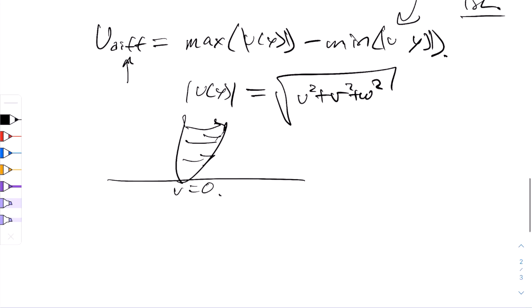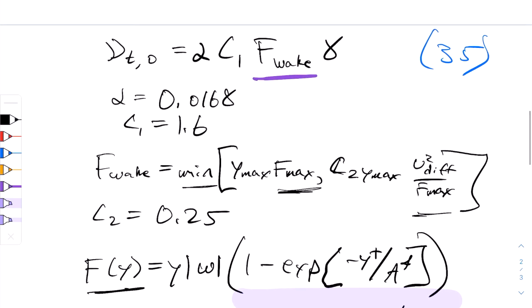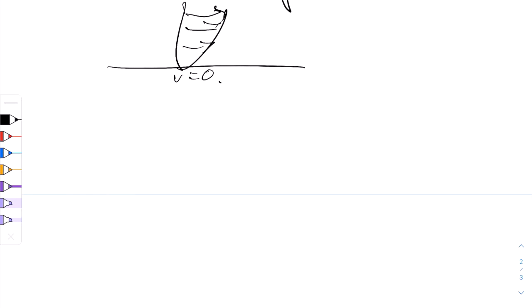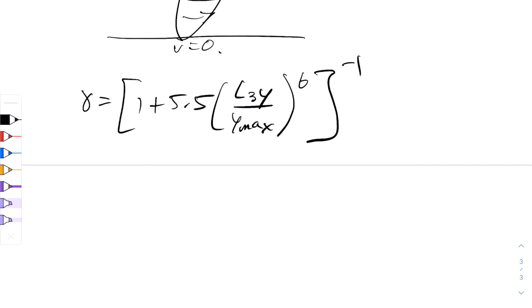We still haven't defined the intermittency, which is gamma. So if we come back here, we'll see that the last term is gamma. And we defined that in the Cebeci Smith model. Remember, that's a value between 0 and 1, and they define it very much like the Cebeci and Smith model. So compared to the Cebeci Smith model we showed previously, gamma equals the quantity 1 plus 5.5 of C3 y divided by y max to the 6, all to the negative 1. So this is 1 over this whole quantity in the brackets.